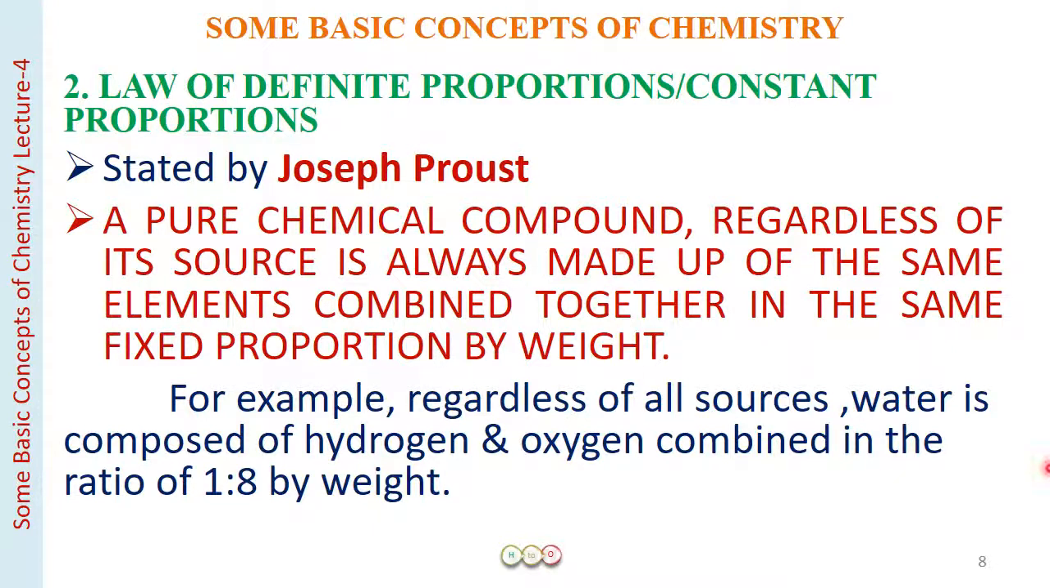Fine. For example, we have water. So you take water from any source, be it a sea, ocean, river, pond, or the tap water. Water is going to be made up of hydrogen and oxygen combined in the ratio of 1:8 by weight. Why? Because in H2O, 2 hydrogen is 2 gram, 1 oxygen is 16. So 2:16 is 1:8. So regardless of the source, water is composed of hydrogen and oxygen by the weight of 1:8, and this is what the law of definite proportion says. So let us see a numerical based on this also.